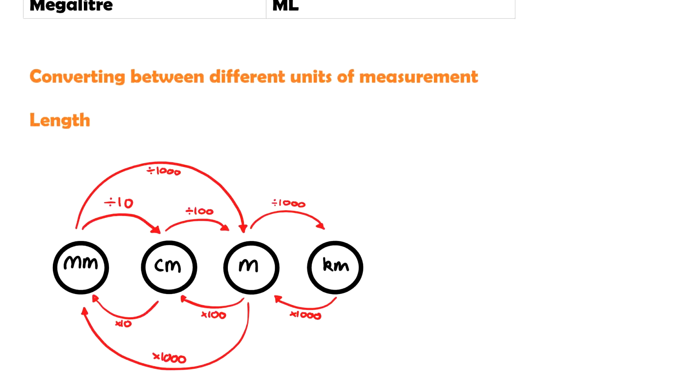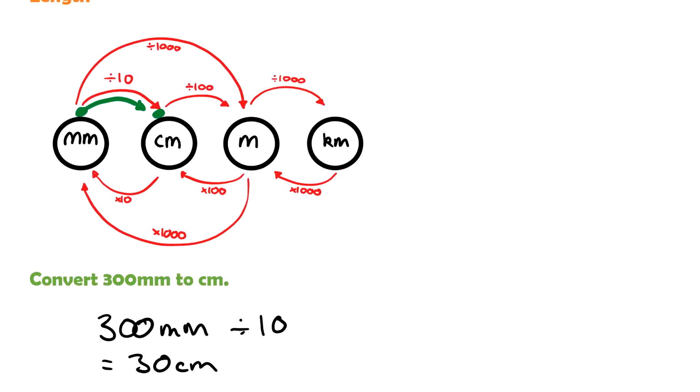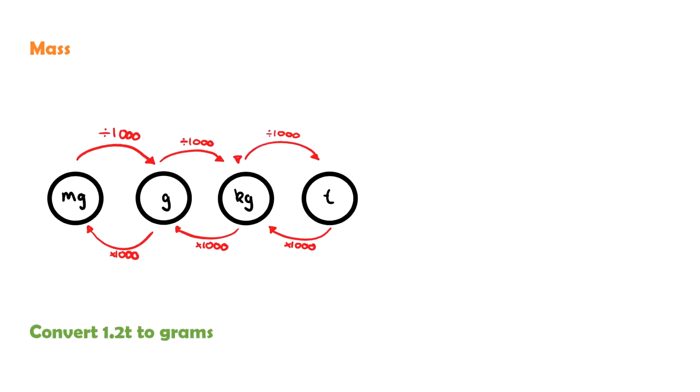All right. So, for example, we have convert 300 millimeters to centimeters. So I'm going from millimeters here to centimeters here, and I'm going this direction. So what I need to do is I need to go 300 millimeters divided by 10, and that gets me 30 centimeters. All right. Next, we're going to look at mass.